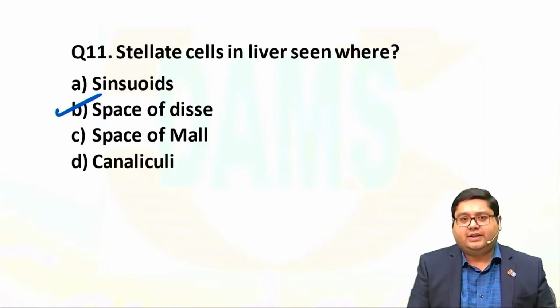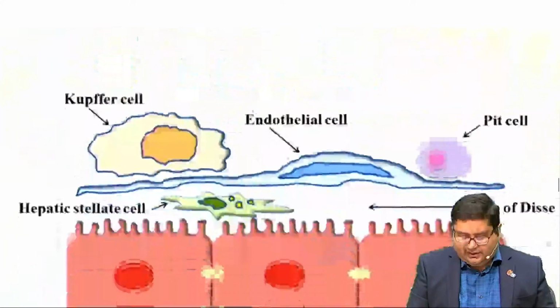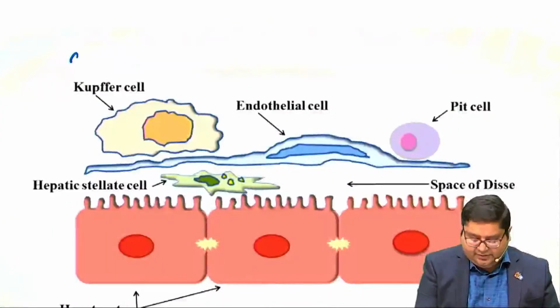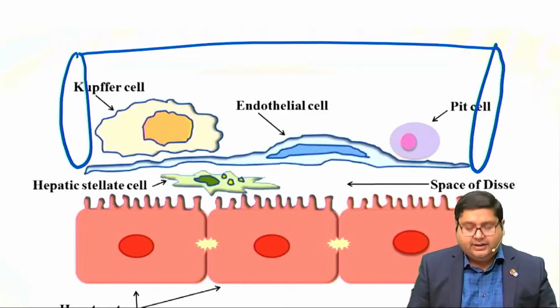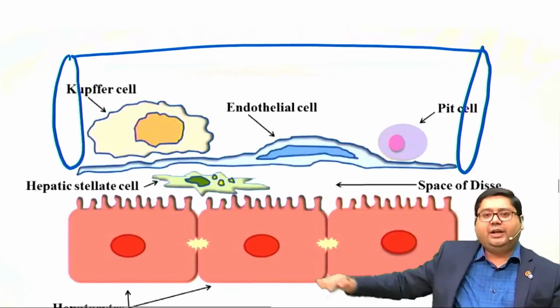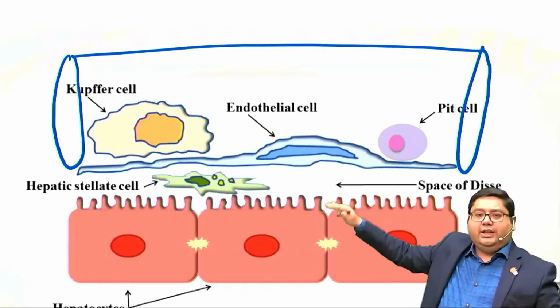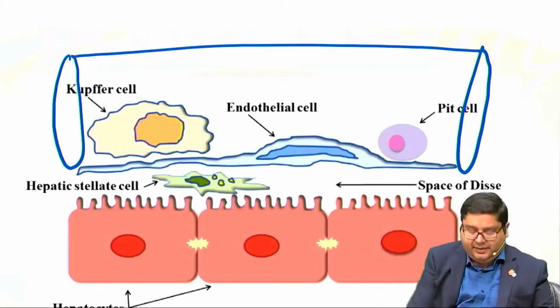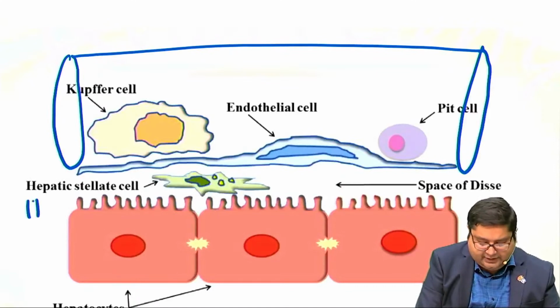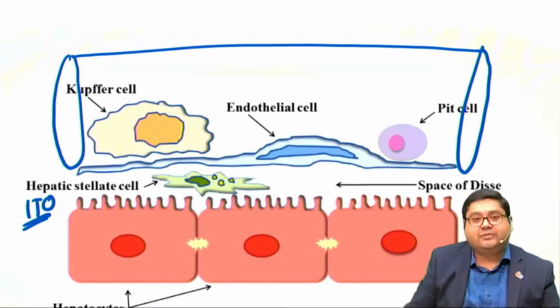Let me discuss the histology with you. This is the enlarged picture where you can consider this is the sinusoid, and here you have the hepatic plate. Between the sinusoid and the hepatic plate, can you see this is the space? This is the space of Disse. Hepatic stellate cells, or the Ito cells, will be present here in the space of Disse.